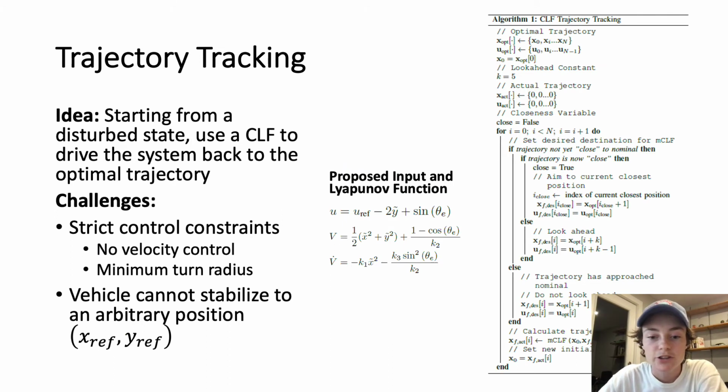Alright, so the idea of trajectory tracking is pretty simple. We start from a disturbed state and then use the mCLF to drive the system back to the optimal trajectory. Unfortunately, this was actually quite challenging with our particular system because it was not asymptotically stable to arbitrary points due to the strict control constraints, including the lack of velocity control and the minimum turn radius. So we used a slightly modified version of the Lyapunov function, which assumes that you can, in fact, control those dimensions, and then we tested it out with the trajectory that you see on the right here.